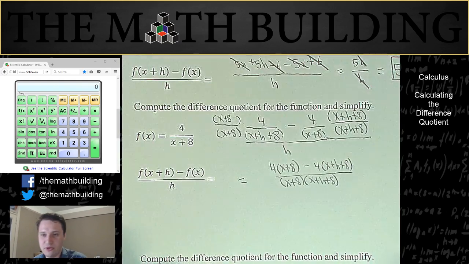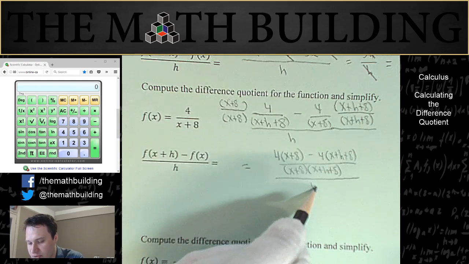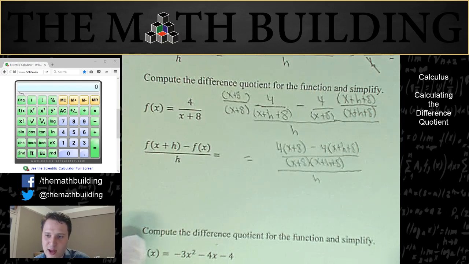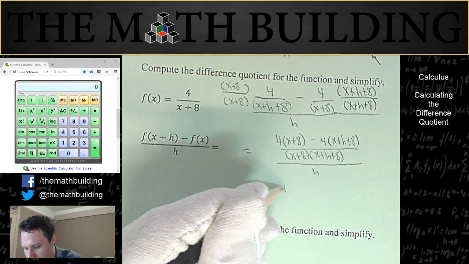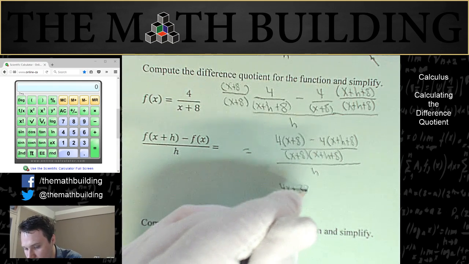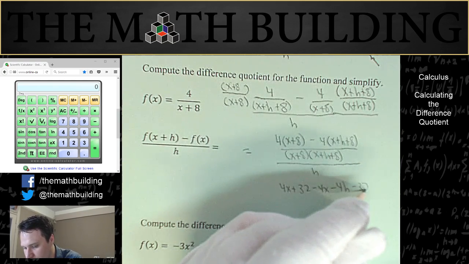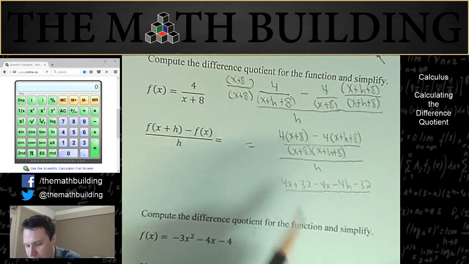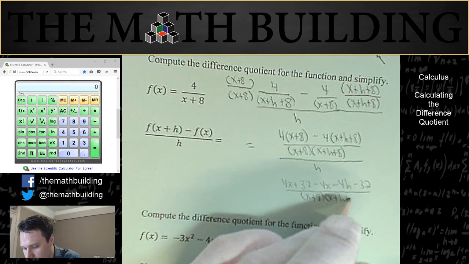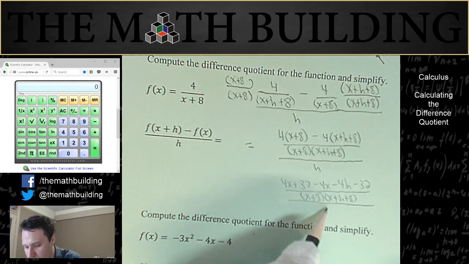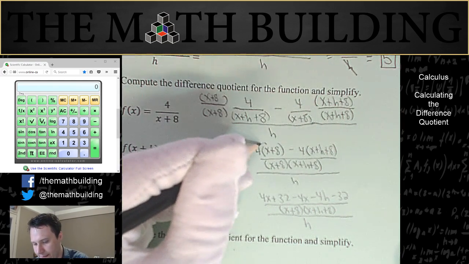Oh, and all of this is still being divided by h. So that's just a tricky little bit of algebra right there to help simplify the fractions. So let's simplify that numerator even more. I get on the top 4x plus 32 minus 4x minus 4h minus 32. All of that is still being divided by, I'm not going to FOIL that yet, all over h. Okay, so now I just did some distributive property here and here.